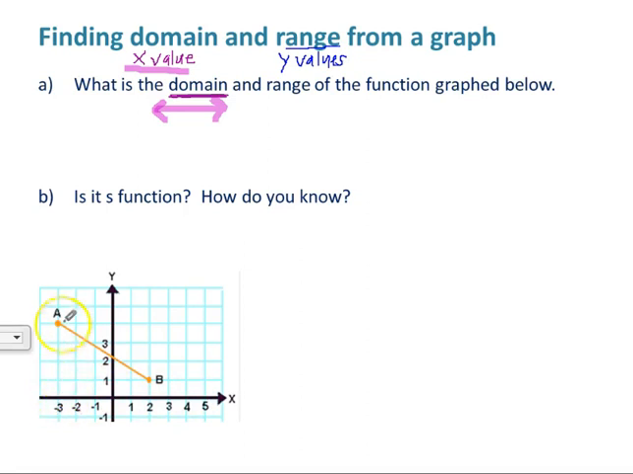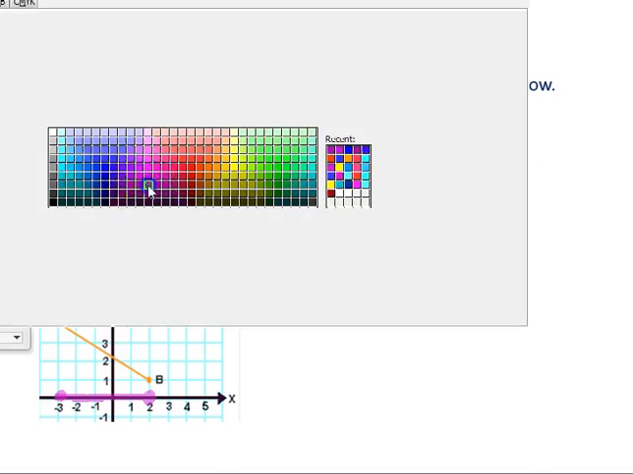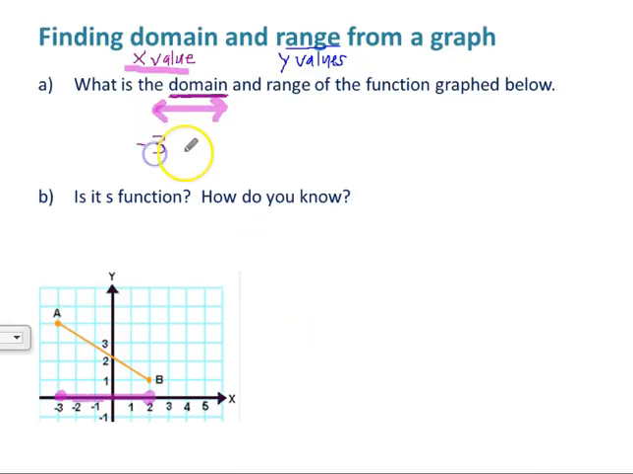So I'm looking and I see that my graph goes from here in terms of the x values to here in terms of my x values. So we're not talking about the y values yet. We're only focusing on what the x values can be. So it looks like our x values can range from -3 to 2.